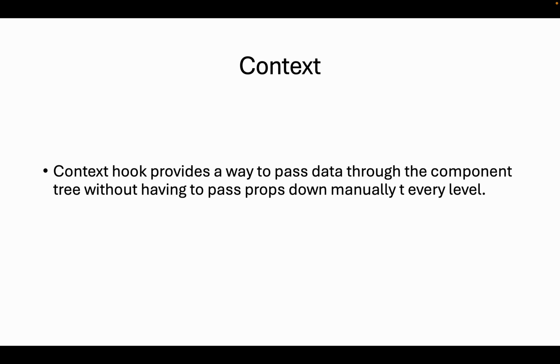The context hook provides us a way to pass data through the component tree without having to pass props down manually at every level. It helps us to pass the props globally around the full application and use them in any component where we want. I hope that's it for today's tutorial.